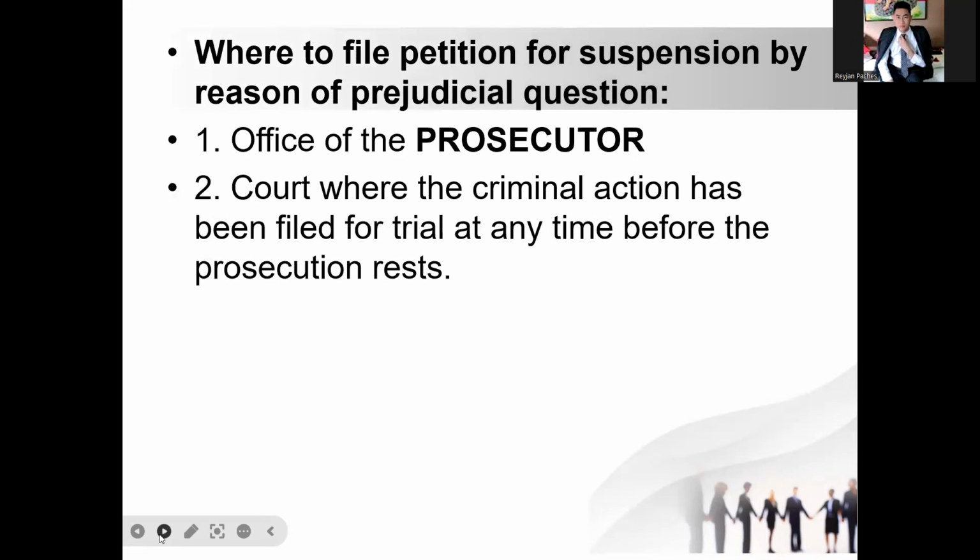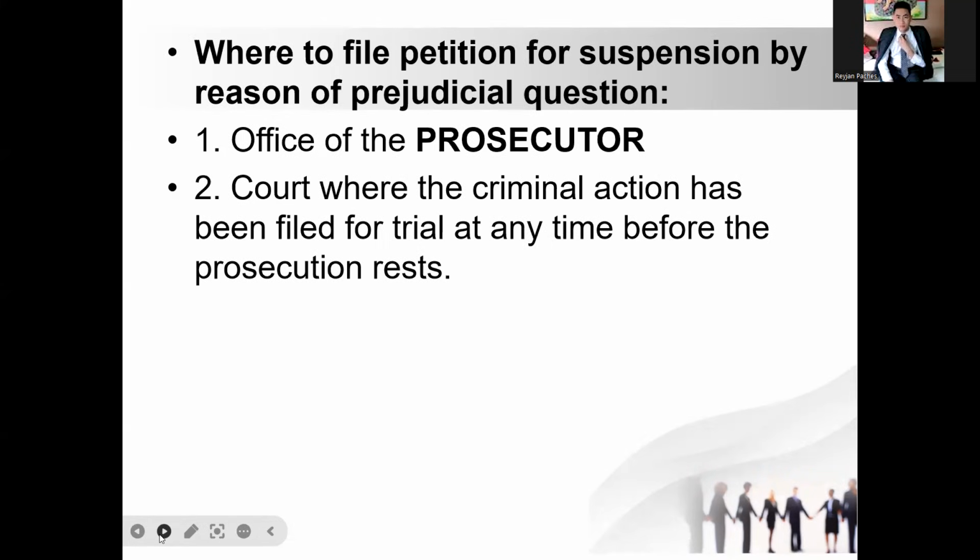Okay, so where or saan tayo magpa-file ngayon, class, ng petition for suspension by reason of prejudicial question? Of course, una, class, magpa-file tayo ng prejudicial question at the office of the prosecutor. Second naman, ang korte kung saan yung criminal action has been filed for trial at any time before the prosecution rests its case. Halimbawa, before nag-rest ang case ang prosecution, nasa RTC. So doon ka ngayon mag-file ng petition for suspension by reason of prejudicial question. So ibig sabihin, i-request mo ngayon sa korte, judge, hindi mo pwedeng ituloy yan kasi nga pwede mo ba i-grant yung request ko na prejudicial question?